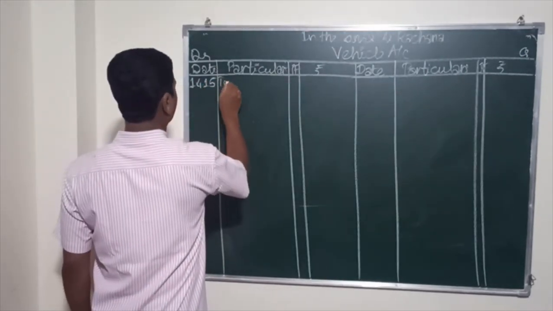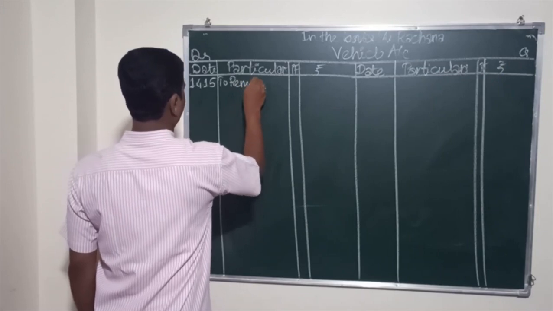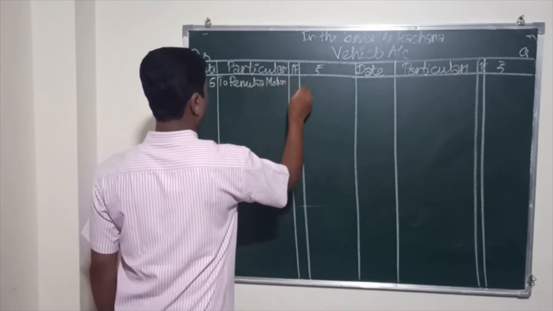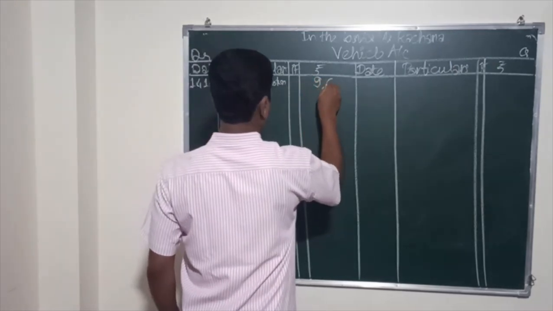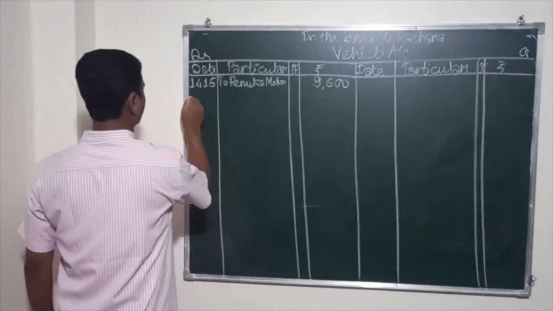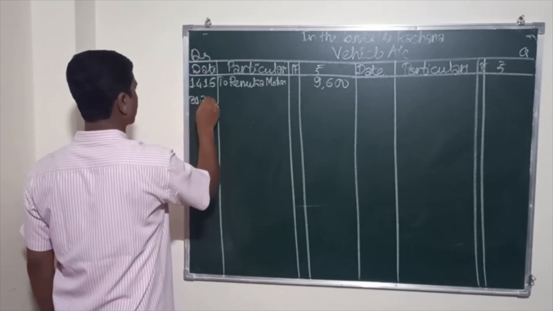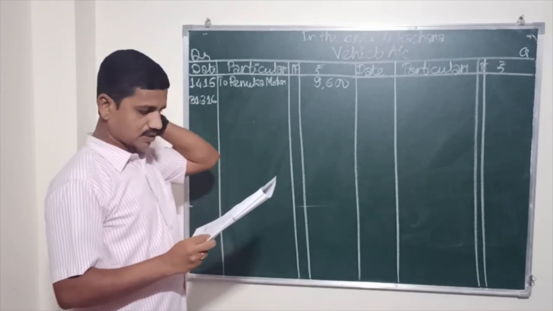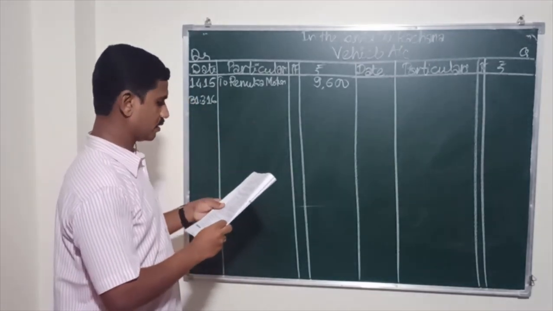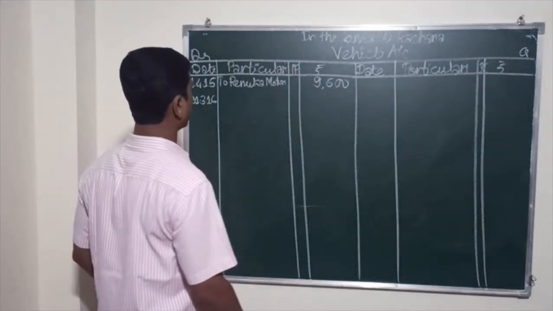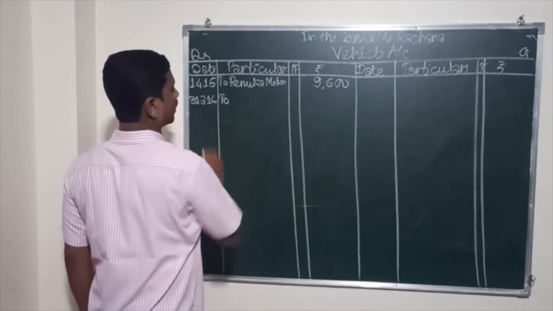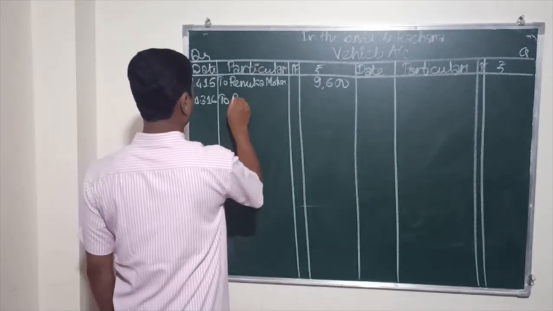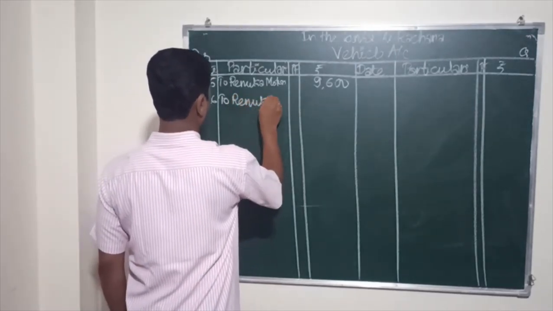vehicle account debit to Renuka Motors account. So to Renuka Motors account, 9,600. Then the first installment becomes due on 31/3/16. So now on 31/3/16, the amount of installment will be, so again the journal will be vehicle account debit, interest account debit to Renuka Motors. So to Renuka Motors.